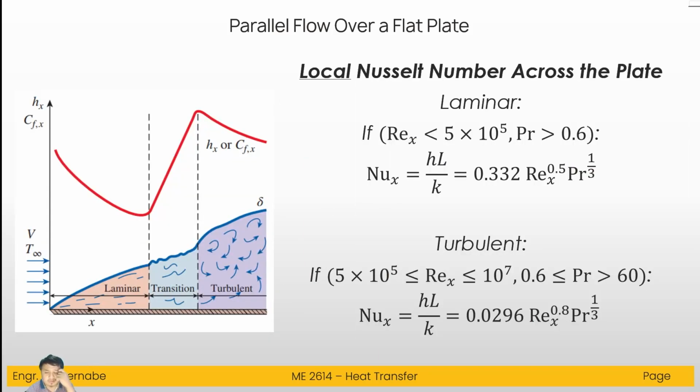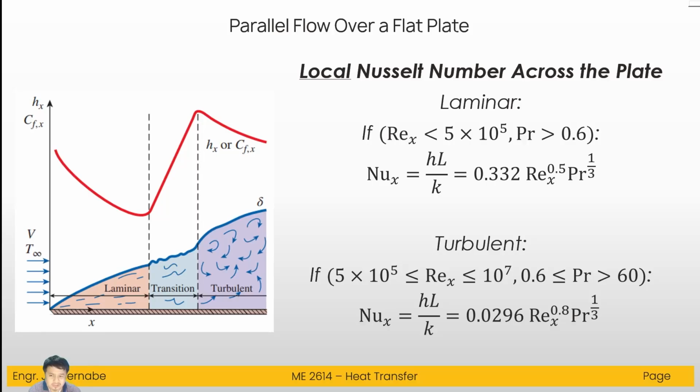Now we want to define how we find the Nusselt number. So take note, why do we need to know the Nusselt number? We need to know the Nusselt number because we can find the h, the convection heat transfer coefficient, using this Nusselt number. Okay, so for local, the local Nusselt number across this plate.